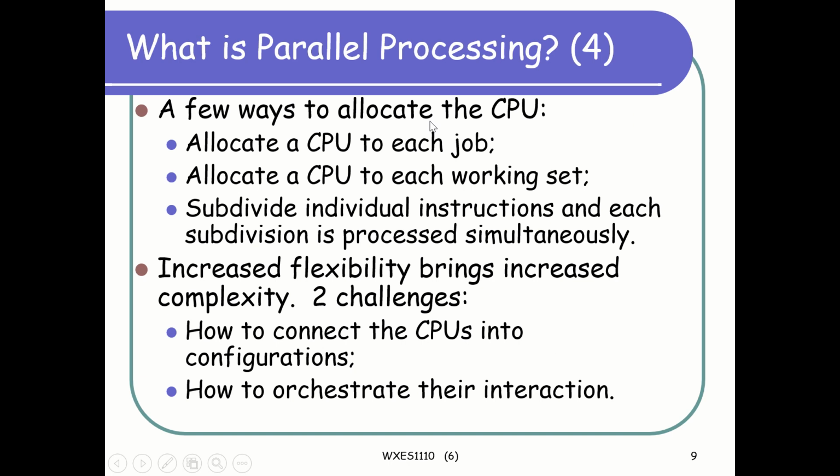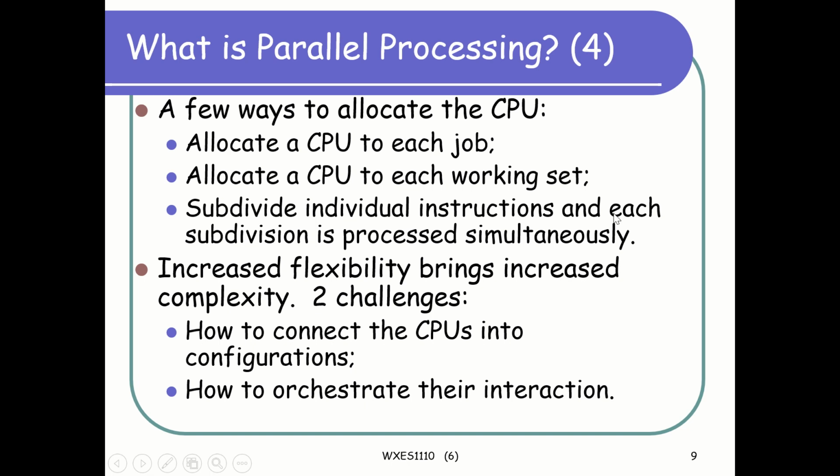So a few ways to allocate the CPU. Number one is allocate a CPU to each job. If you have 4 CPUs or 4 cores, and you have 4 jobs, you allocate one to each. Allocate a CPU to each working set. Let's say this is accounting, this is engineering. Accounting is one working set, engineering is one working set, and HR is one working set, and so on. So this is allocating a CPU to each working set.